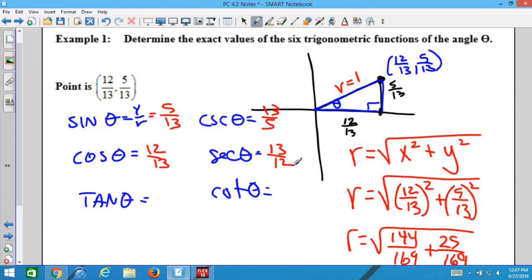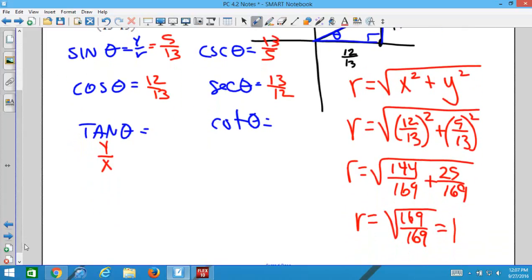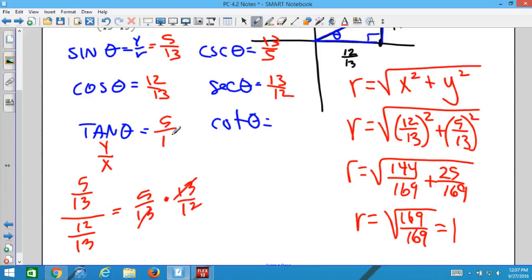Tangent theta, that one we are going to have to put what on top? We're going to put y on top. That would be something you memorize. That tangent is always y over x. So can't this be 5 over 12? It does end up being that. How did you know that? Because if you actually divided the 13s. I'm taking 5 over 13 divided by 12 over 13. That's also the same thing as 5/13 multiplied by the reciprocal of the denominator. So the 13s do cancel, it is 5/12.